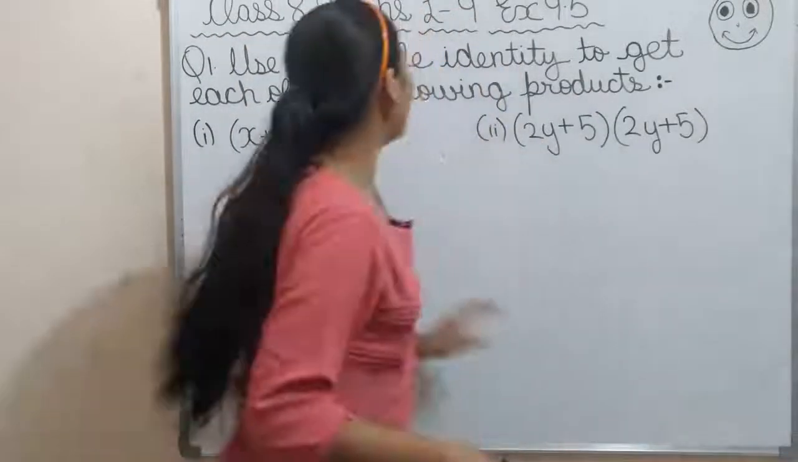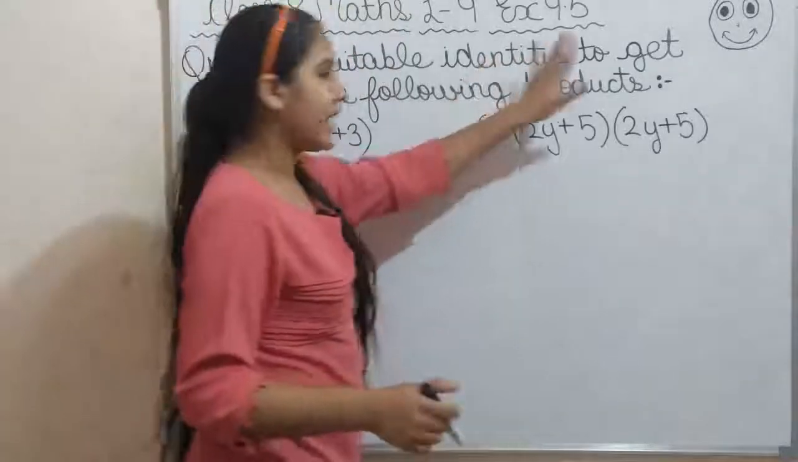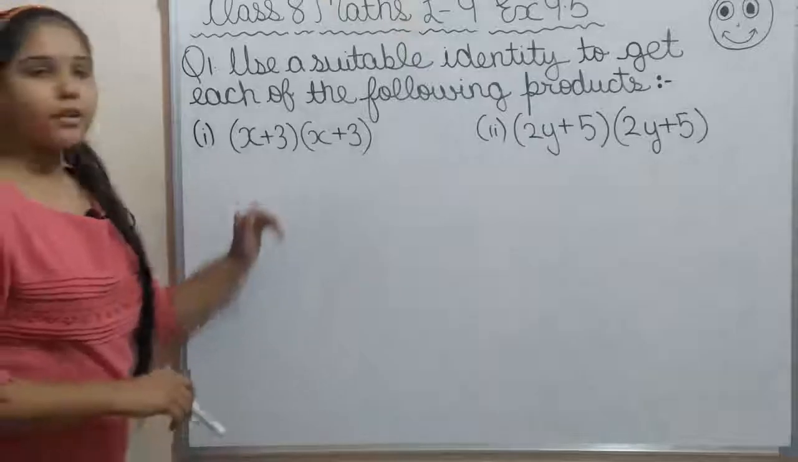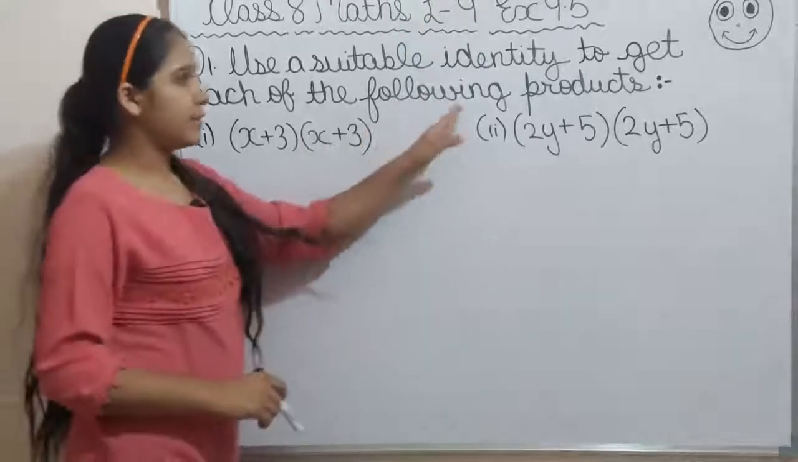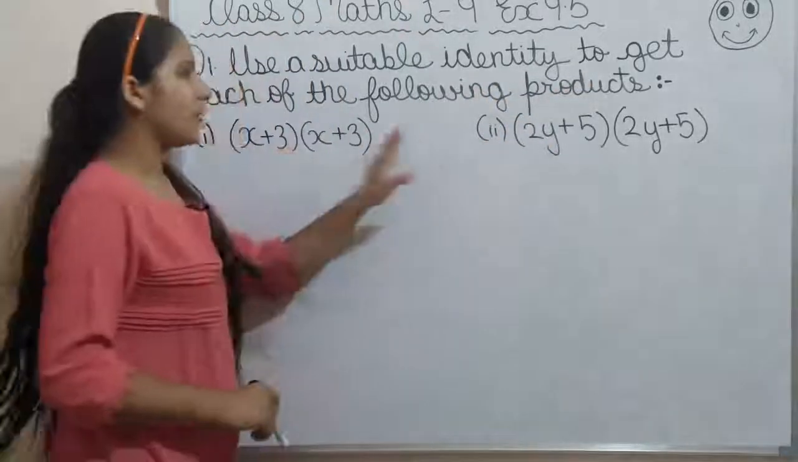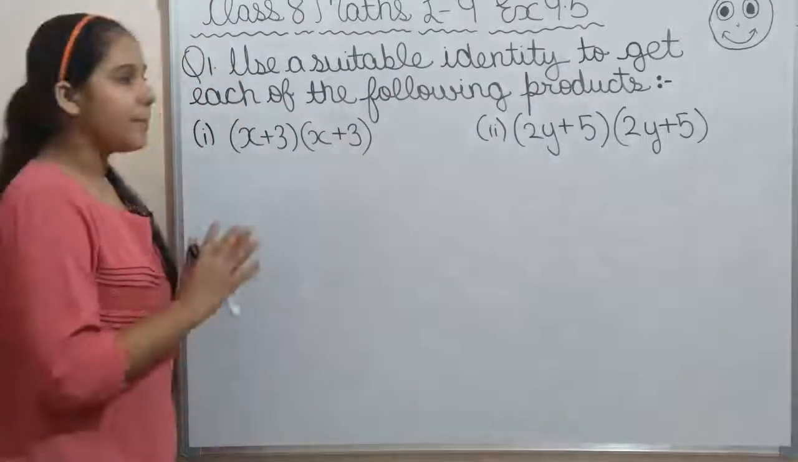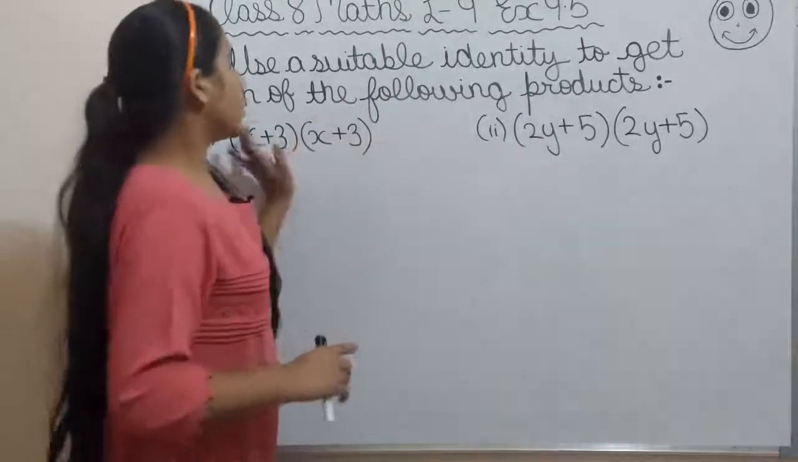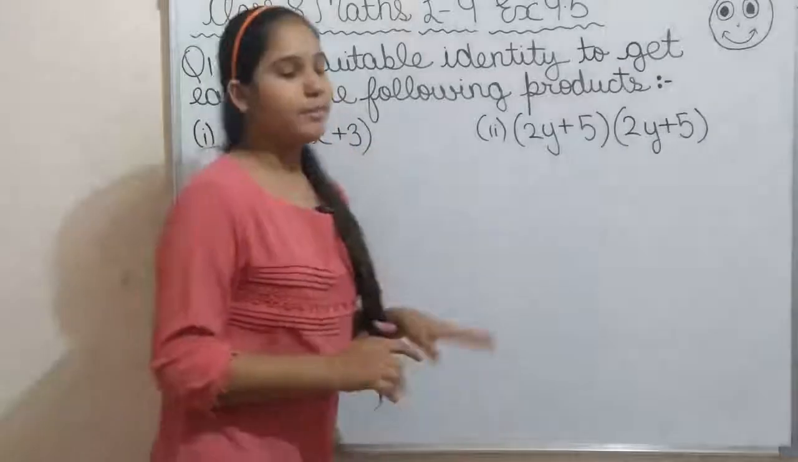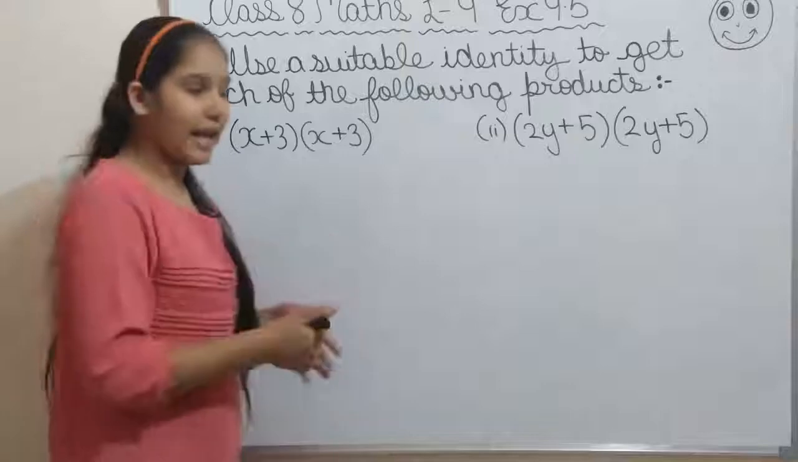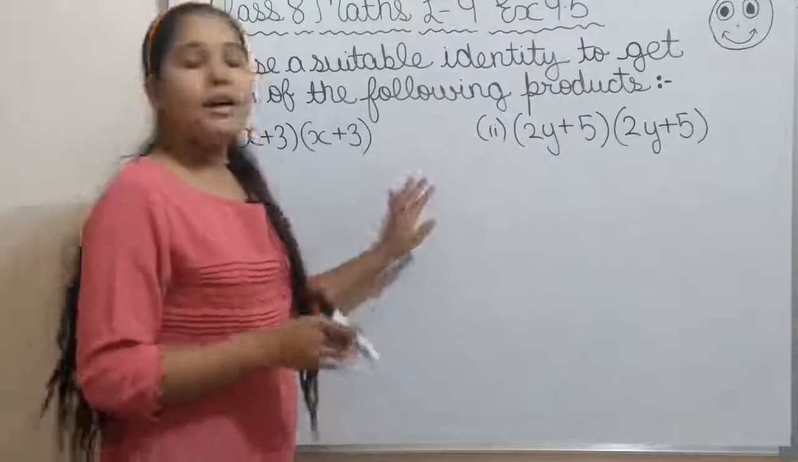So let's start from class 8 maths lesson number 9, exercise 9.5, from question number 1. Let's read out the question first. Use a suitable identity to get each of the following products. It means that you have to apply the identities to get each of the following products. An expression is given and you have to find the product by using the identities.